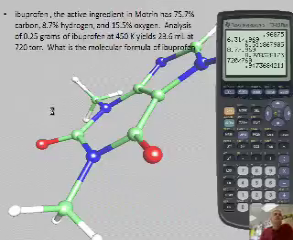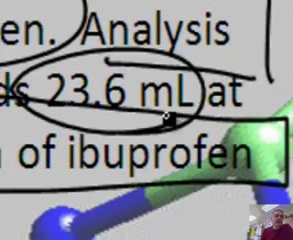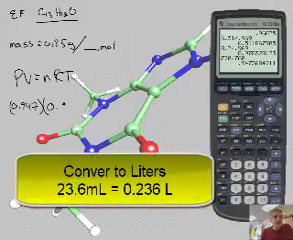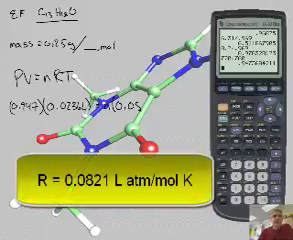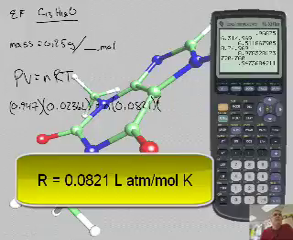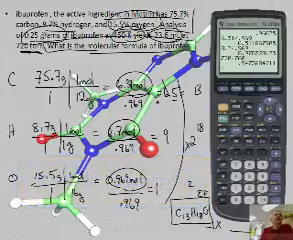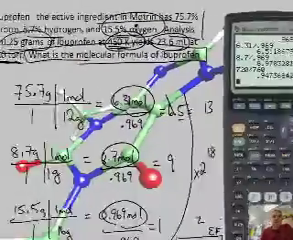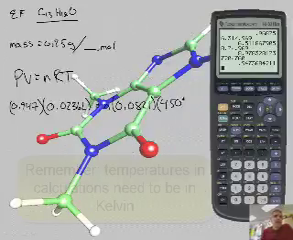times my volume. Now let's look back at the question. The volume was 23.6 milliliters. Now, hopefully you're getting to realize you divide by 1,000 to go from milliliters to liters. So that's 0.0236 liters is equal to N times R. Remember, R is our constant, 0.0821, times my temperature. I think it was 25 Celsius. We'll flip it back and find, what is the temperature? Mr. Bergman can't see the temperature. 450 Kelvin. That's nice, already in Kelvin, so I don't need to mess with that.